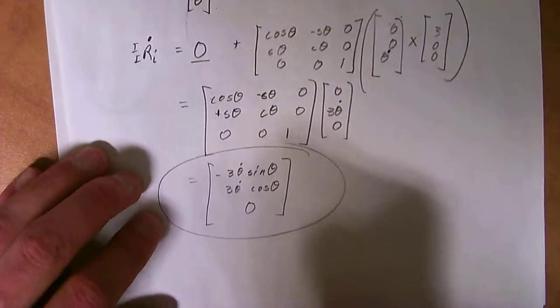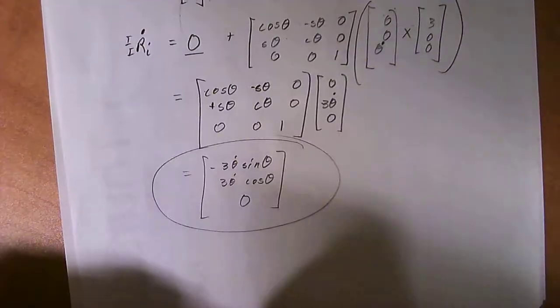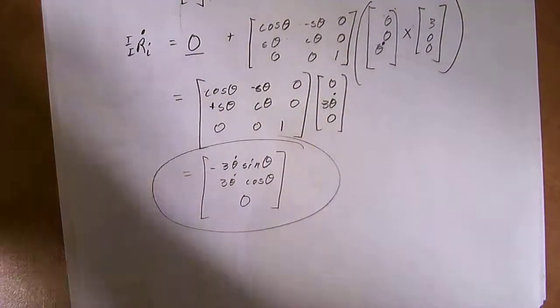Alrighty, I'll do another example of this with a different setup for the cross product, and we'll see how that goes out. That'll be part 3.